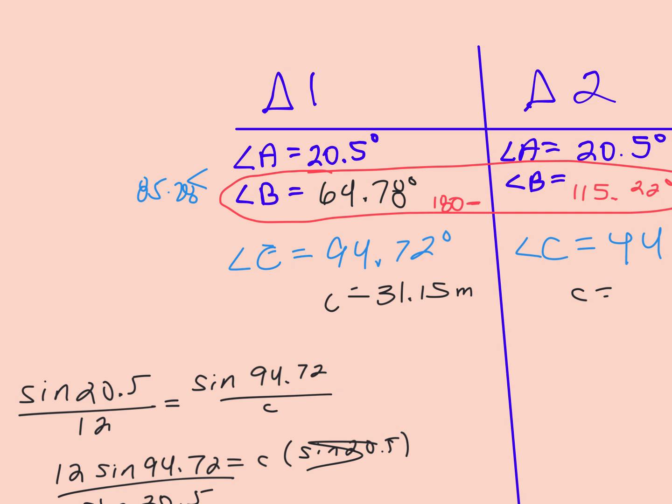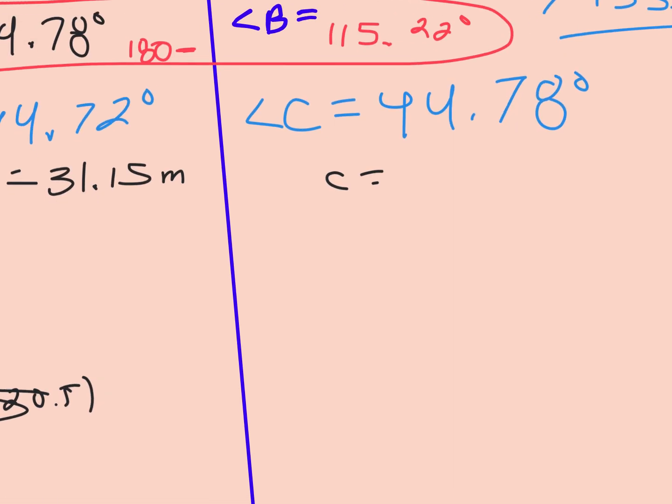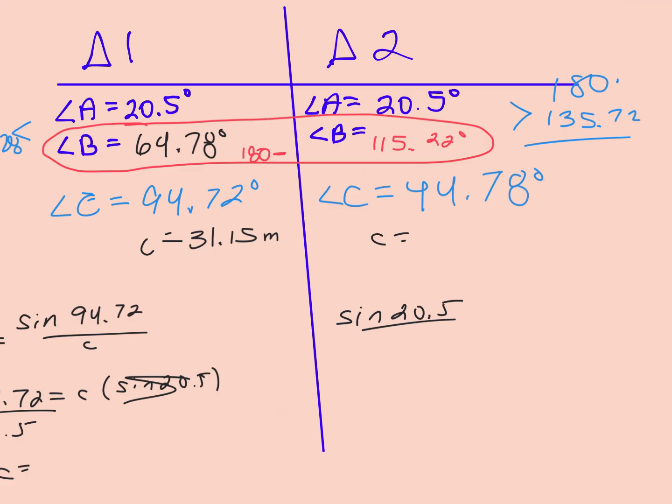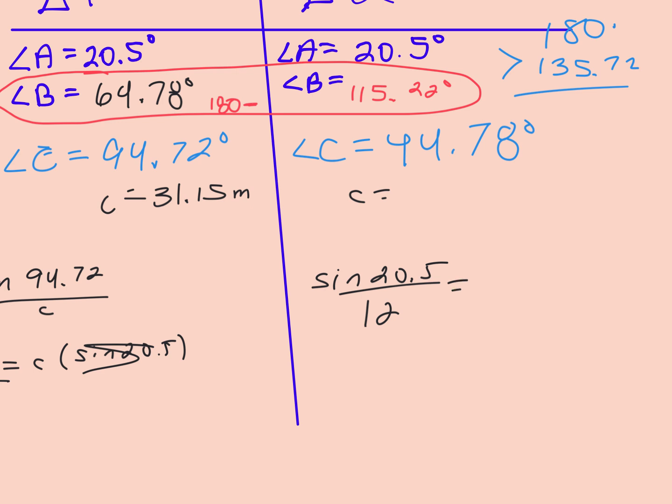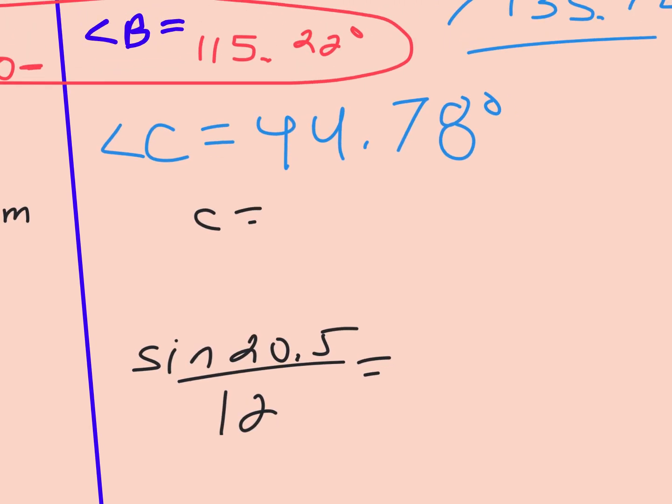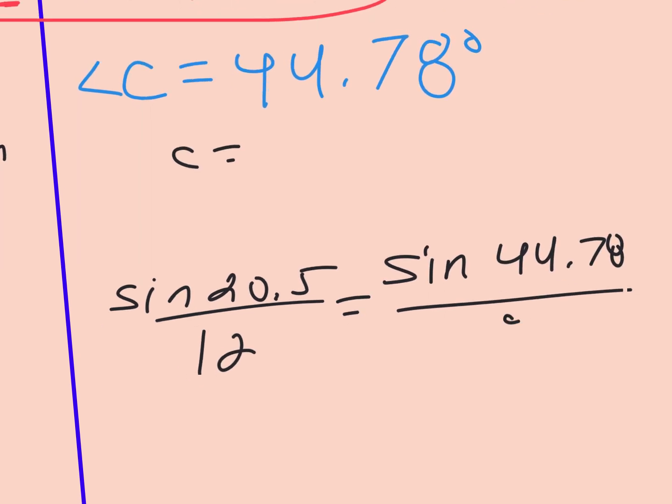So in triangle 2, we're going to do the exact same thing. We're going to set up our proportion. Sine of 20.5 over 12 equals, but in this triangle, how big is C? Guys, how big is C in this triangle? 44.78. So it's sine of 44.78 over C.